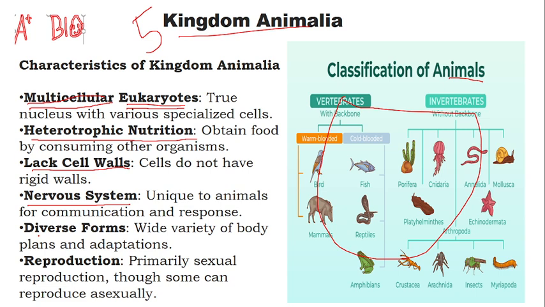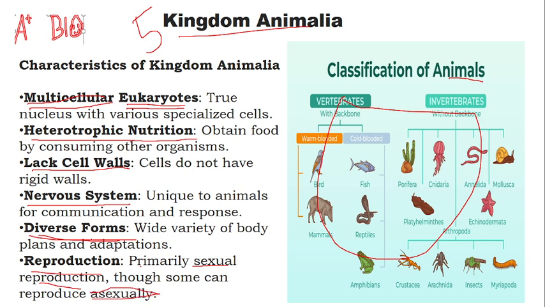They have diverse forms, meaning a wide variety of body plans and adaptations. Remember our hands, they can do many things. That is the adaptation we did, and animals are also able to survive in many conditions. That is what you call diverse forms. The primary mode of reproduction is sexual reproduction, but there are some exceptions.